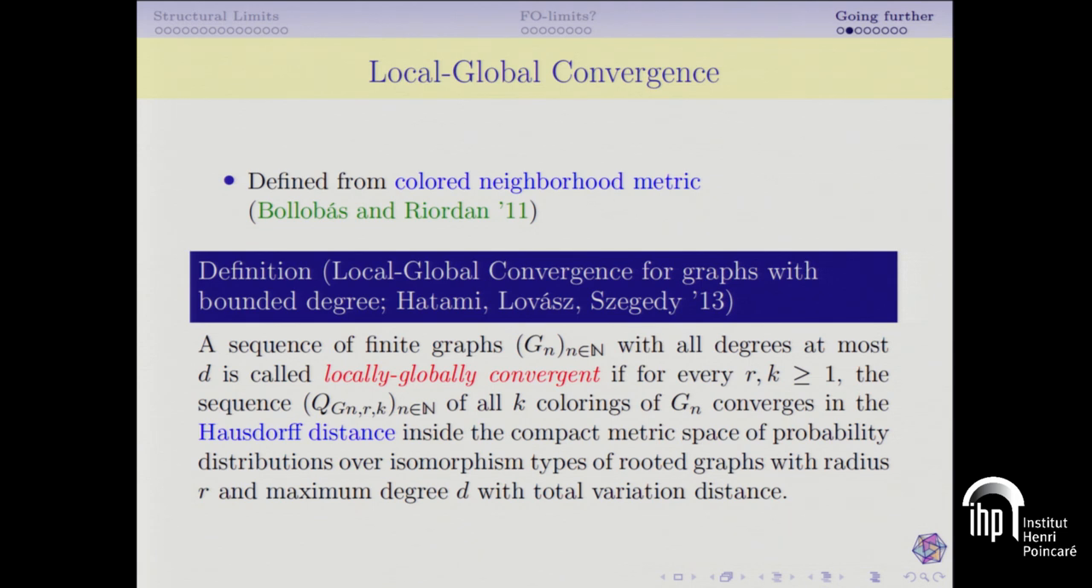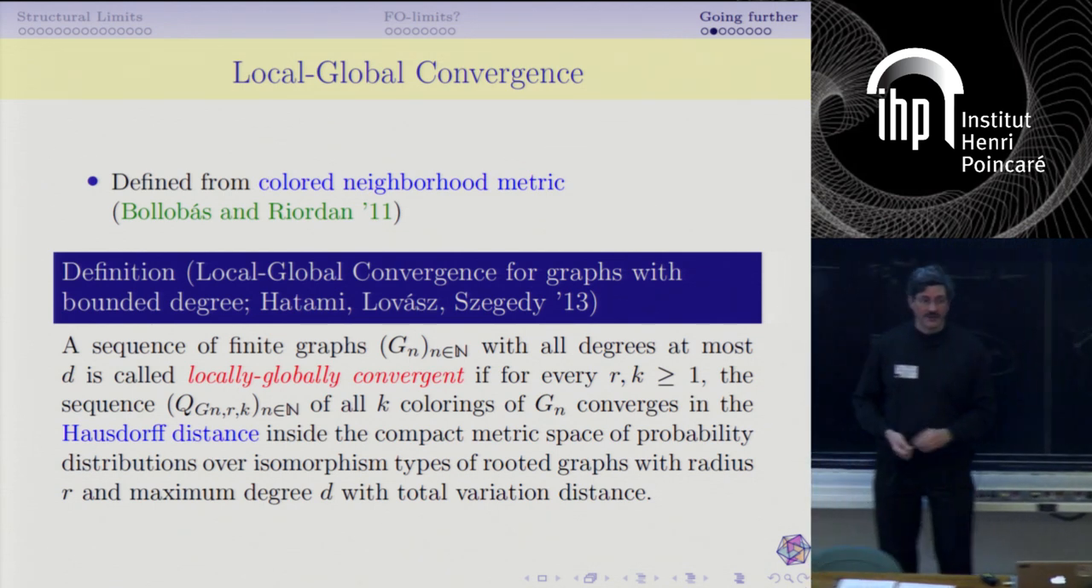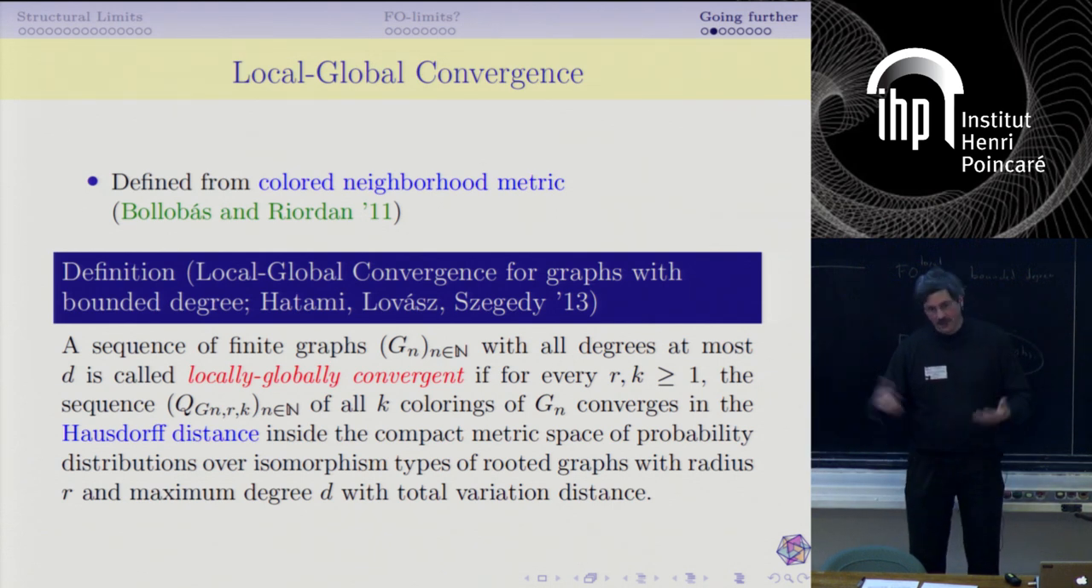And when you have two sets of distributions, S1 and S2, you can define the Hausdorff distance between the two as follows. You pick the worst distribution in S1, which means the one that is as far as possible from points in S2. So you take, for instance, the maximum over S1 of the minimum distance to S2. And oppositely, you take the worst distribution in S2, and you take the closest distribution in S1. And you take the maximum of the two values. This is the Hausdorff distance between the two. And here, between two distributions, we use, for instance, the total variation distance, which is what was used. And you say that a sequence is local-global convergent if the sequence of sets of distributions converges, or is Cauchy, for this Hausdorff distance.